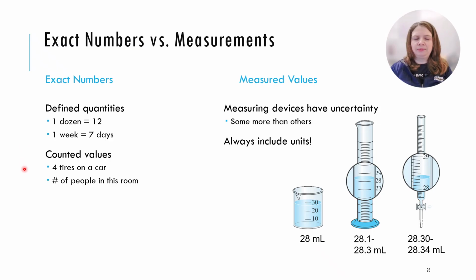people in a room. Measured values, on the other hand, always have some degree of uncertainty. Some measurements are more uncertain than others, but all measured values must include units.